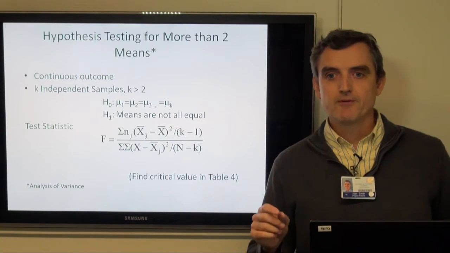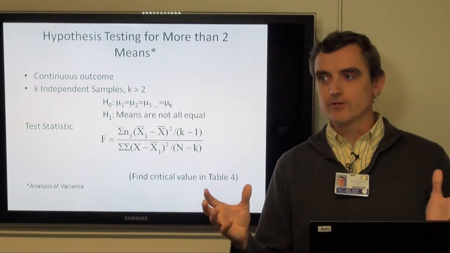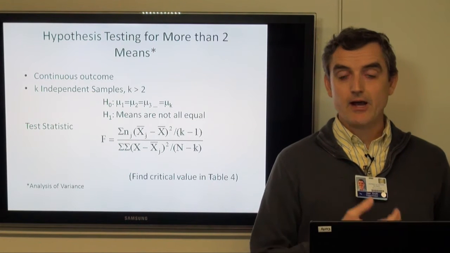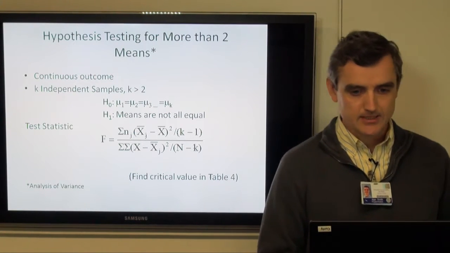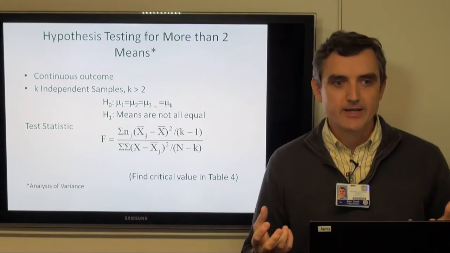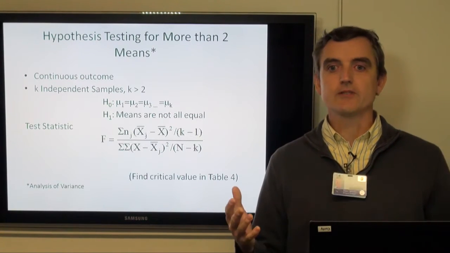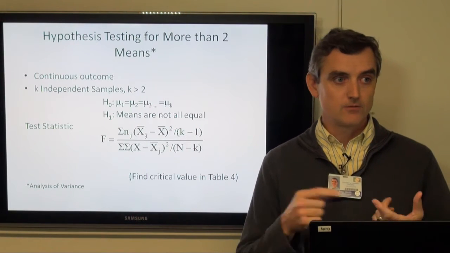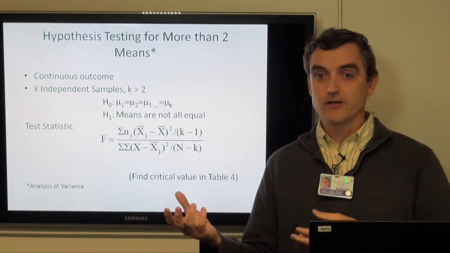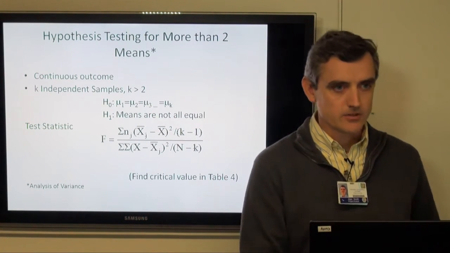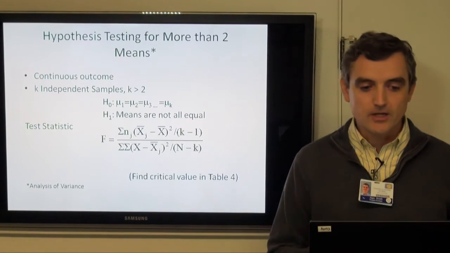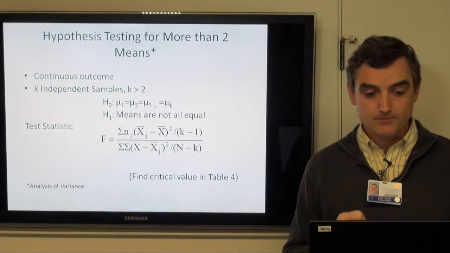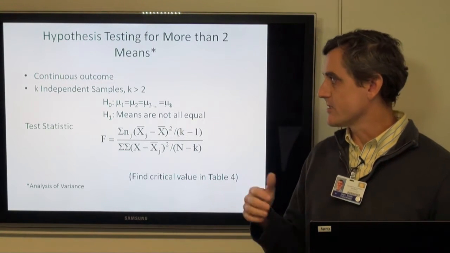Okay, but before, we talked about having 2 groups. How do we determine if their means are the same? That's the 2-sample t-test. But now we can expand that. What if we have more than 2 groups? How do we know if one of these things is not like the others, to paraphrase Sesame Street? That's a continuous outcome. We've got k independent samples. So k is just the number of groups.